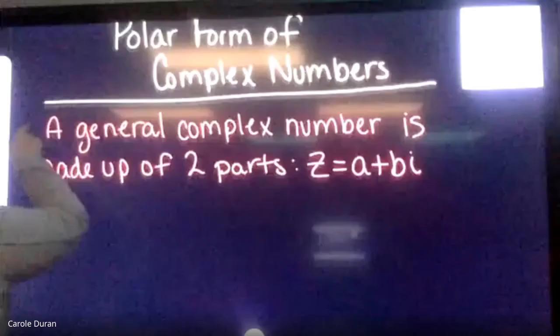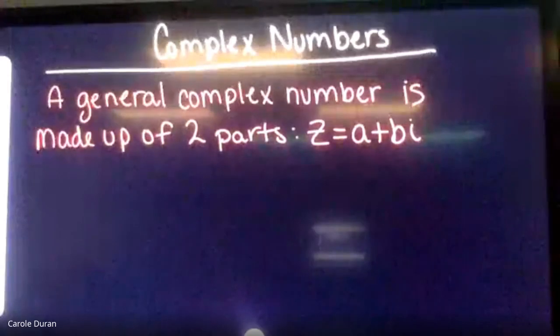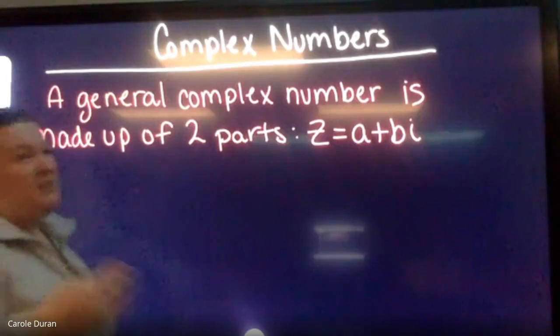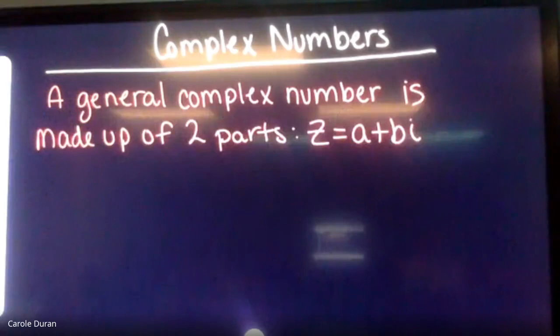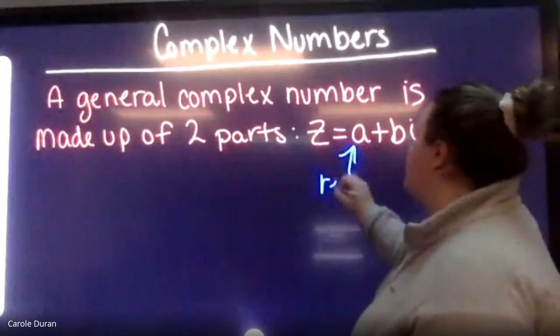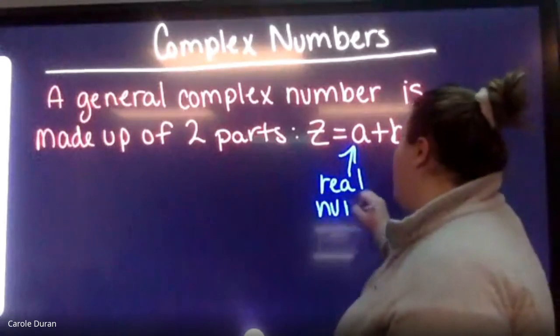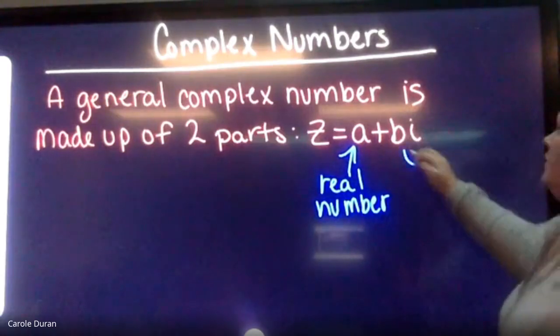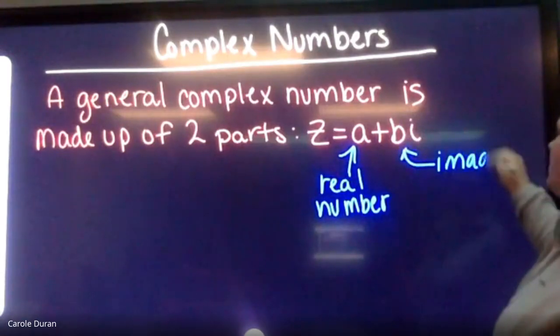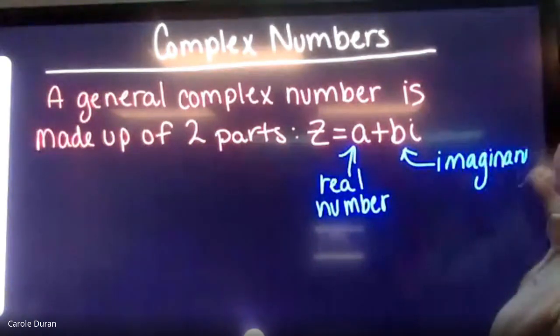Okay, so what we're gonna do is we're gonna start by reviewing what a complex number is. When we're talking about complex numbers, I like to use the variable z. Just like we use v for vector, we're gonna use z for complex number. Every complex number that we've been working with previously has two parts to it. It has my real part a, which is a whole number that exists on my number line. And it has an imaginary part b, which is a whole number with an i attached to it.